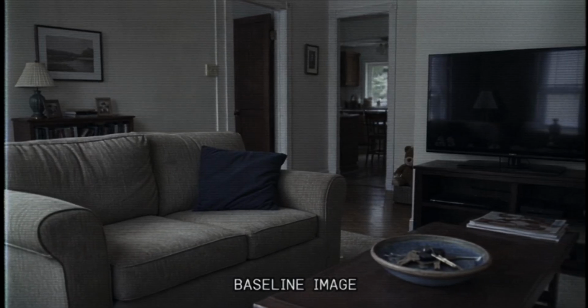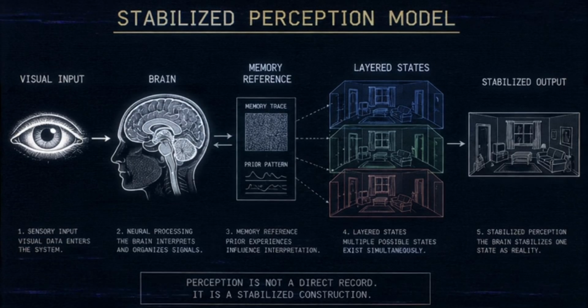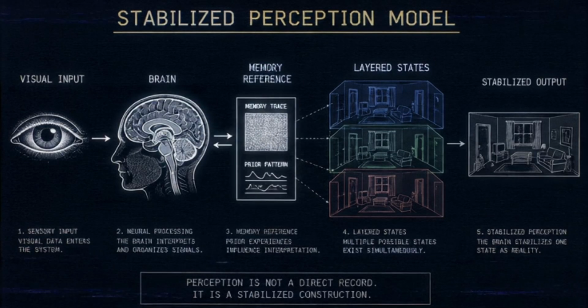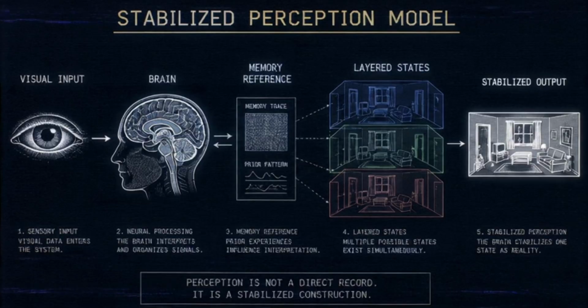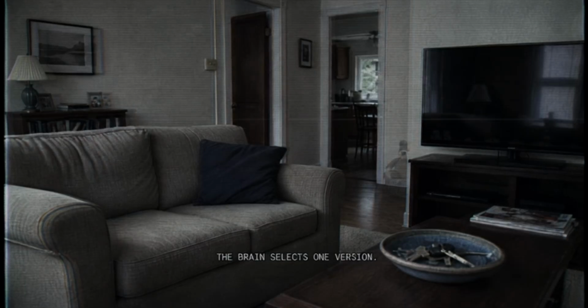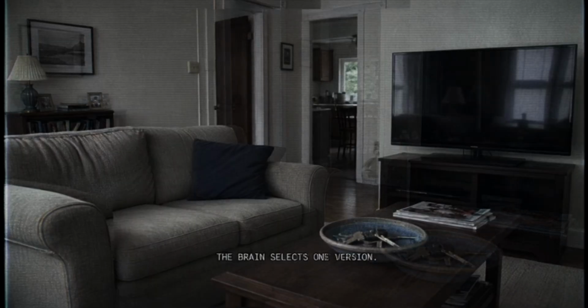Baseline image. Observe without correction. Do not search for abnormalities. Searching is the first response being measured. If the room appears ordinary, hold that judgment until the next frame. Suppressed evidence is still evidence if the body reacts to it.